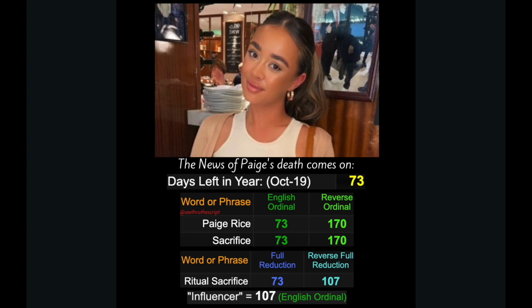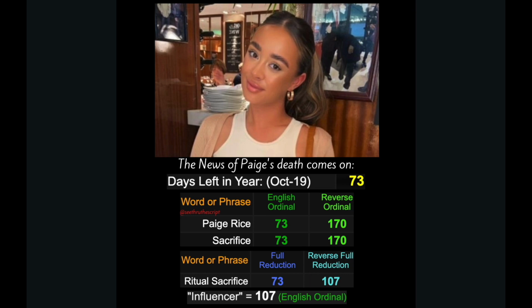Now, you can see here that Paigerice in English ordinal, our most basic cipher where A is 1, B is 2, her full name has that value of 73, and sacrifice also has that value of 73. But notice that it also matches in reverse ordinal of 170. Now, you can also see that ritual sacrifice in our reduction ciphers has that 73 and 107 value alongside influencer in our English ordinal, which equals 107.